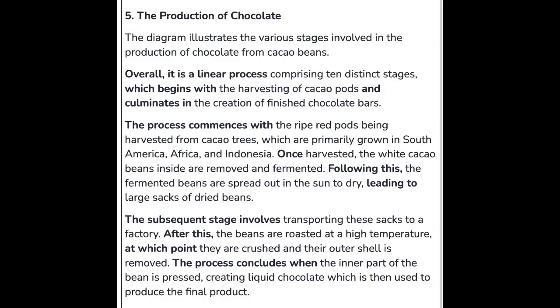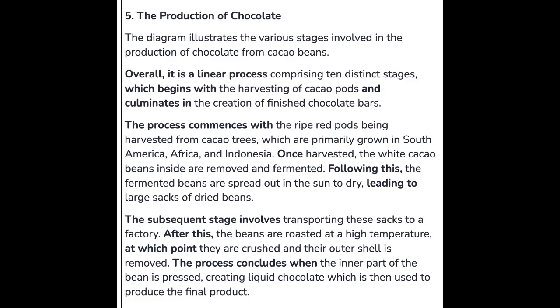5. The production of chocolate. The diagram illustrates the various stages involved in the production of chocolate from cacao beans. Overall, it is a linear process comprising 10 distinct stages, which begins with the harvesting of cacao pods and culminates in the creation of finished chocolate bars.